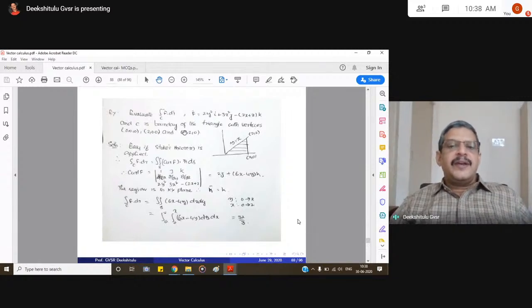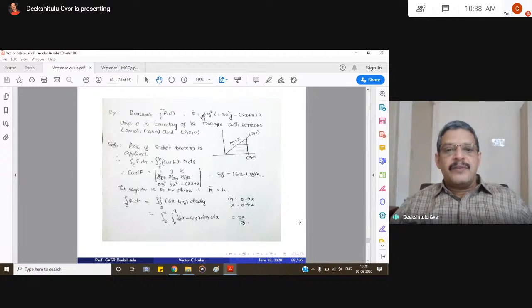Evaluate the integral over C of F dot dr, where F is equal to 2y squared i plus 3x squared j minus (2x plus z) k, and C is the boundary of the triangle with the vertices 0, 0, 0, 2, 0, 0 and 2, 2, 0. Okay, easy if Stokes theorem is applied. So the line integral of F dot dr becomes the surface integral of curl F dot n dS.